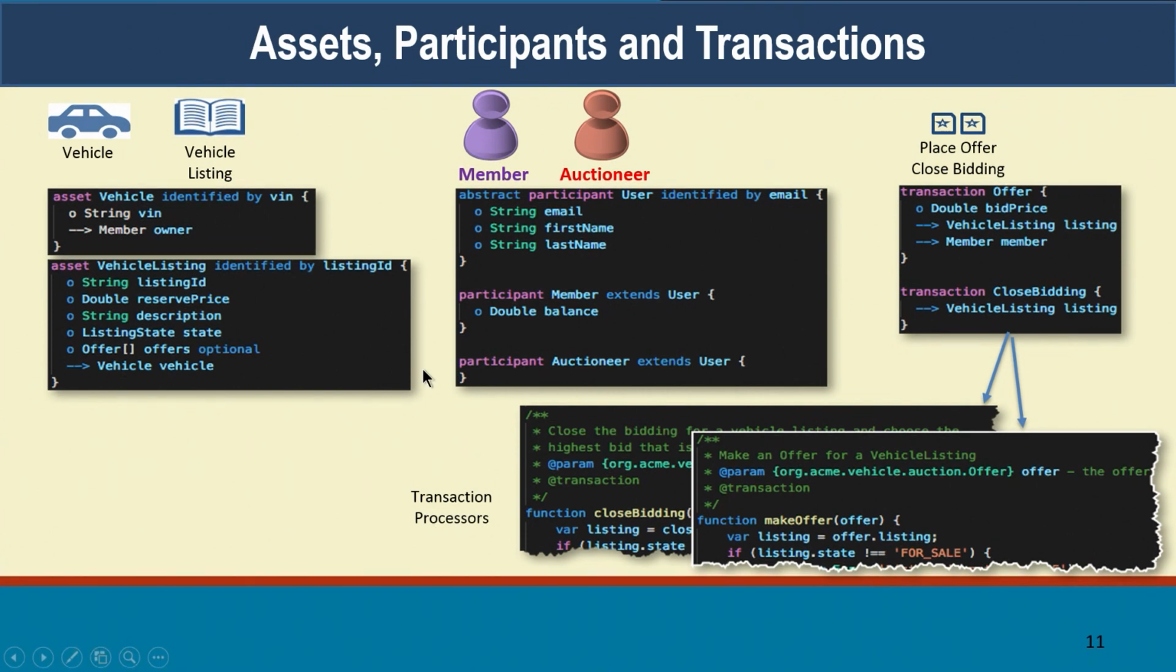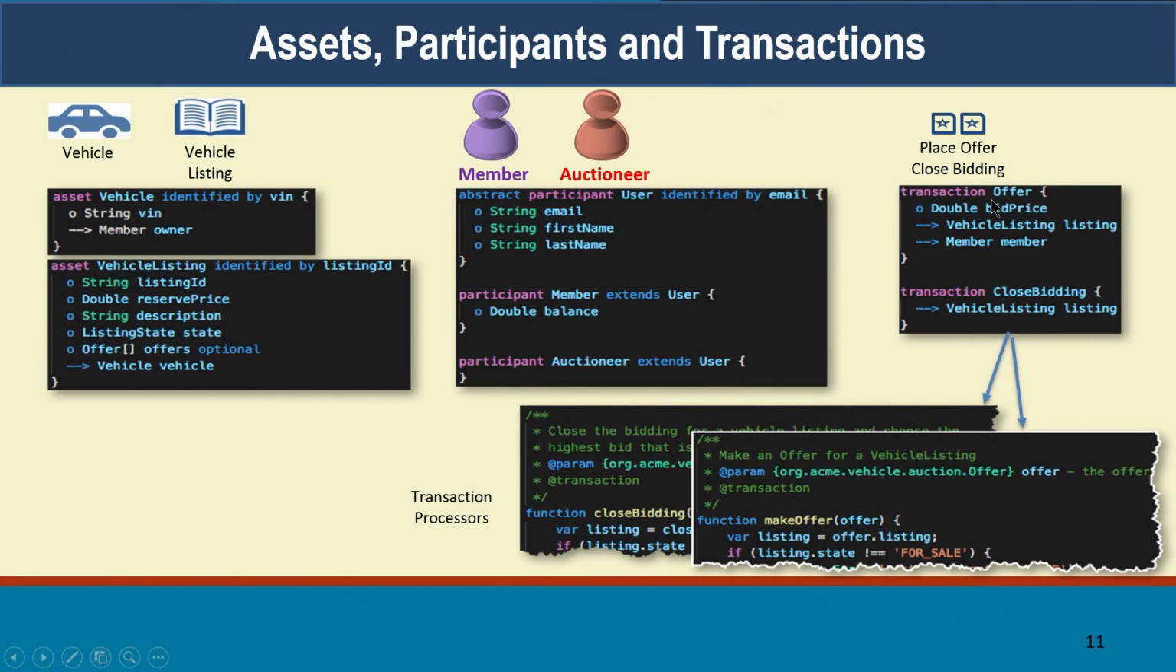Right? So these are all business constructs. Nowhere here do I have to worry about whether there is a certificate involved, what peer I have to connect to, what channel I have to connect to, and so on. Right? All of that will be abstracted away by Composer and made easier for you.